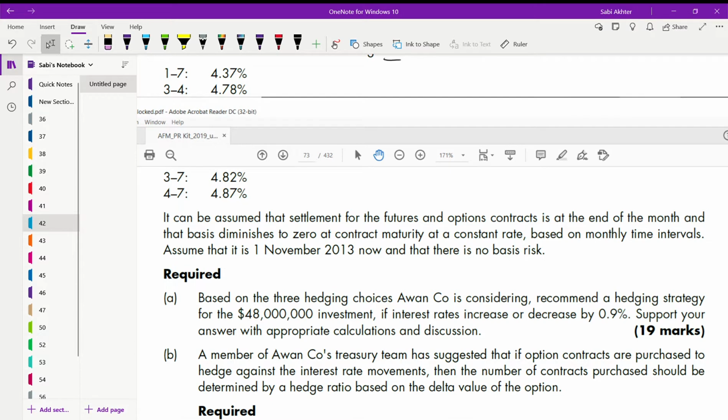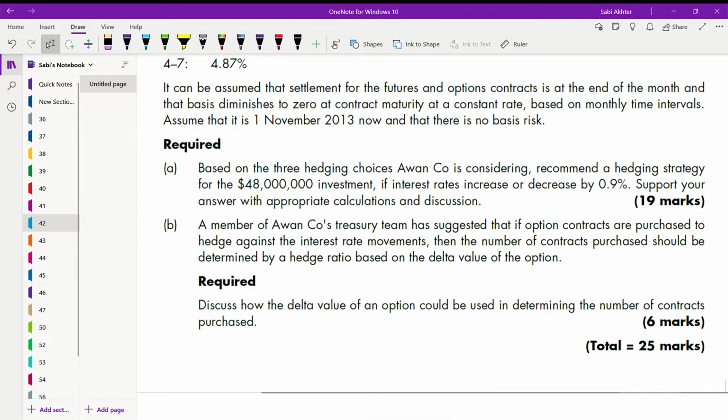FRA is in fact the easiest one, even in exchange, even in interest rate. So the question says to choose the hedging strategy for that 48 million investment. Okay, and part B, if you see, a member of the Treasury Department suggests that option contracts are purchased to hedge against interest rate movement. The number of contracts should be determined by hedge ratio. So here they're talking about hedge ratio based on delta value.